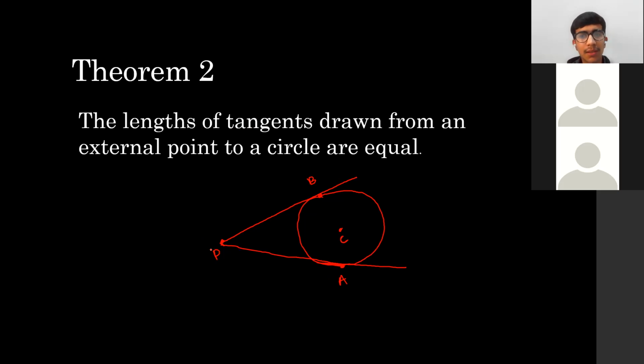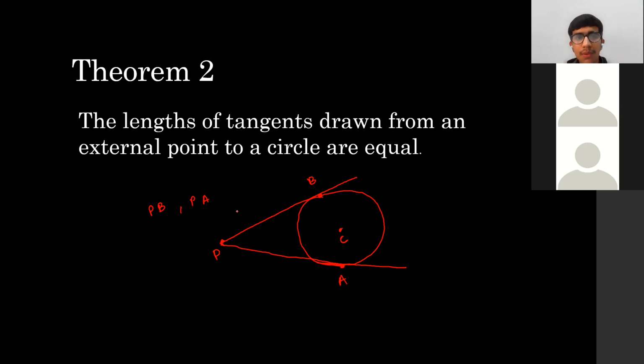What is the length of the tangent? PB and PA. So basically the length of the tangent is defined as: from where you started drawing the tangent till the point of contact. So we started drawing from P, and the points of contact are B and A. So PB and PA are the lengths of the tangents.